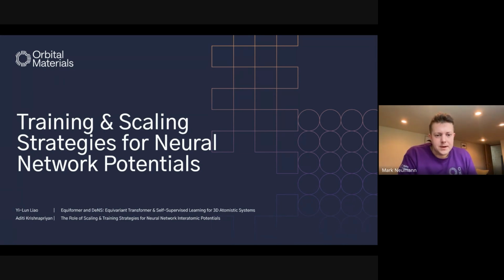And then we also have Aditi Krishnapriyan, who's a professor at Berkeley, also here to talk about some scaling work that she and her students have been doing in neural network interatomic potentials, which certainly at Orbital we've been following very closely. Both of these people and approaches to scaling interatomic potentials are super interesting.